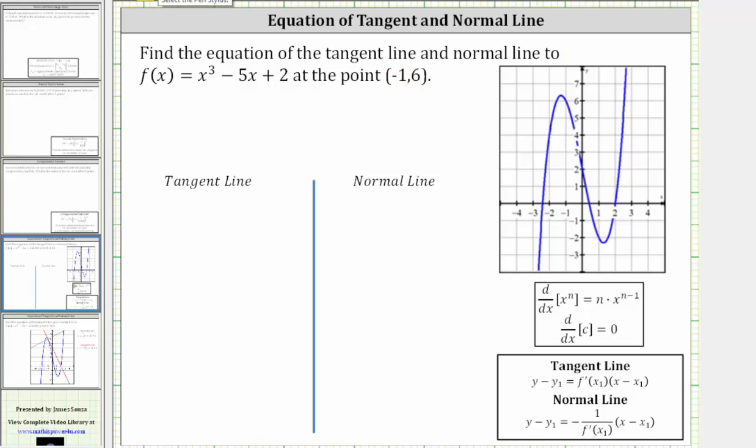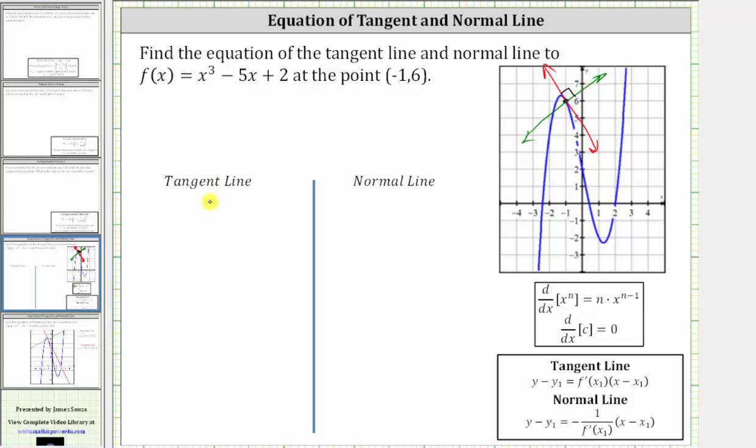Looking at the graph on the right, here's the point (-1, 6), and therefore this red line is the tangent line, which we can think of as a linear approximation of the curve at the given point. The normal line is perpendicular to the tangent line as well as to the curve at the given point, and therefore this green line is the normal line. Notice how the two lines intersect and form a right angle, or a 90-degree angle.